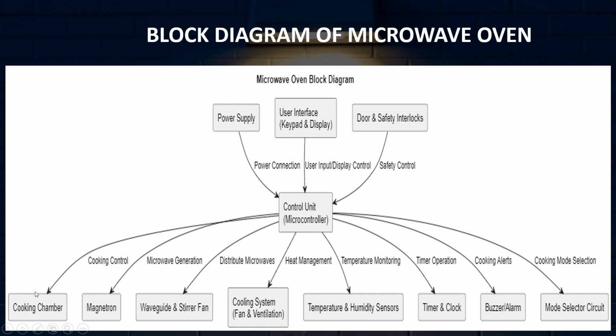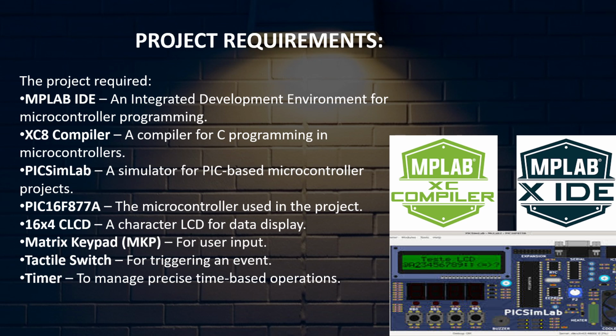And here you can see in our microwave oven, we have the cooking chamber, we have the magnetron, and different other things like the cooling system, which are the fan and ventilation, temperature and humidity sensors, timer and clock, buzzer or alarm, and mode selector circuit. And I think some of them we will see during our project demo.